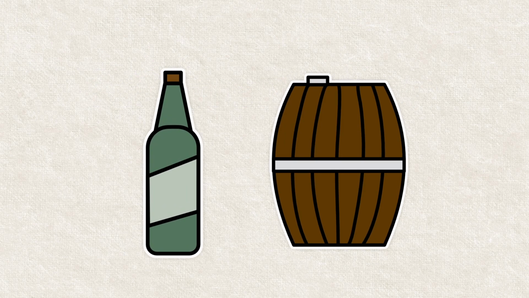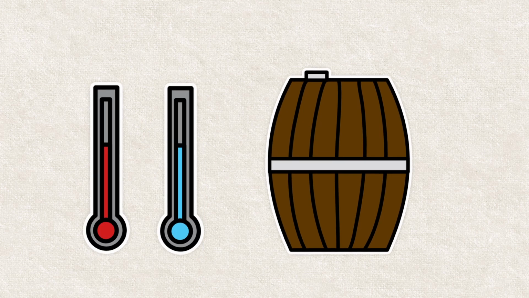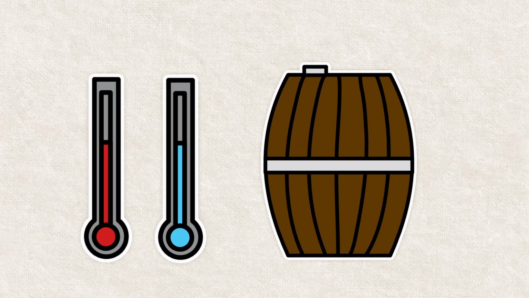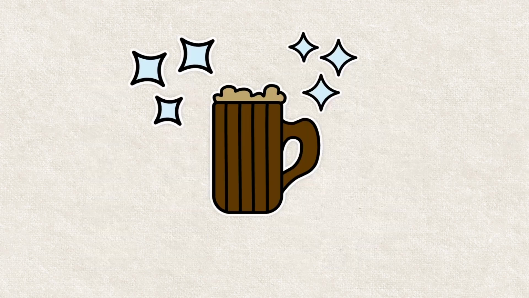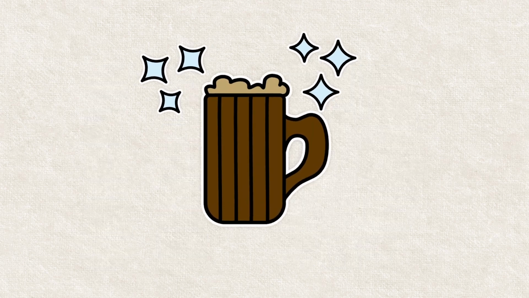Once the fermentation is complete, the beer is ready to be bottled or put into a keg. It's important to store the beer at the right temperature so that it doesn't spoil. Beer can be stored for a long time, but it's best to drink it when it's fresh.